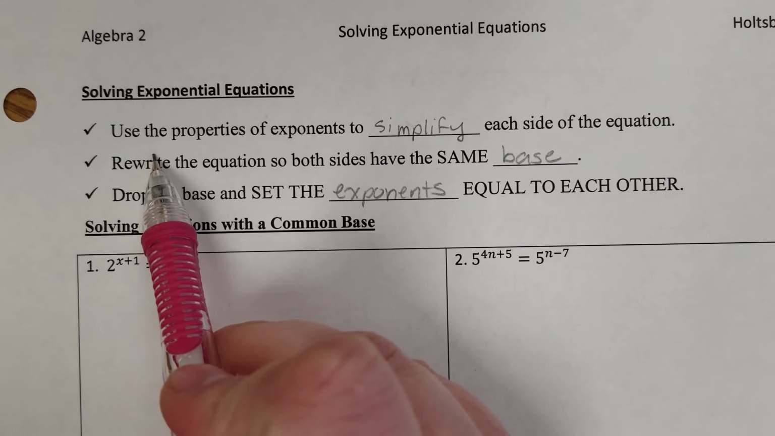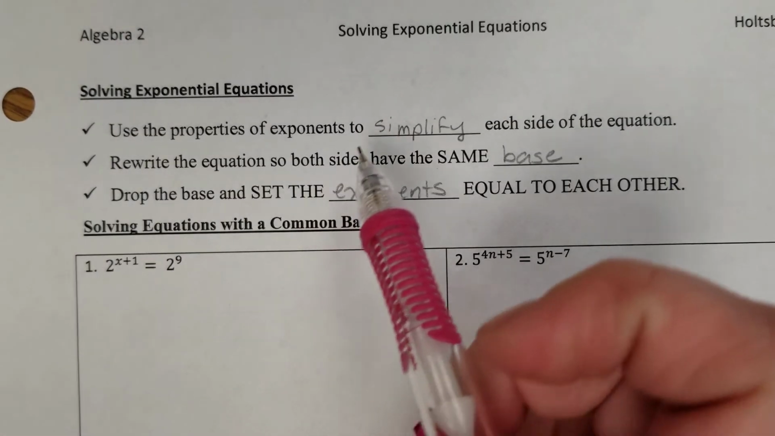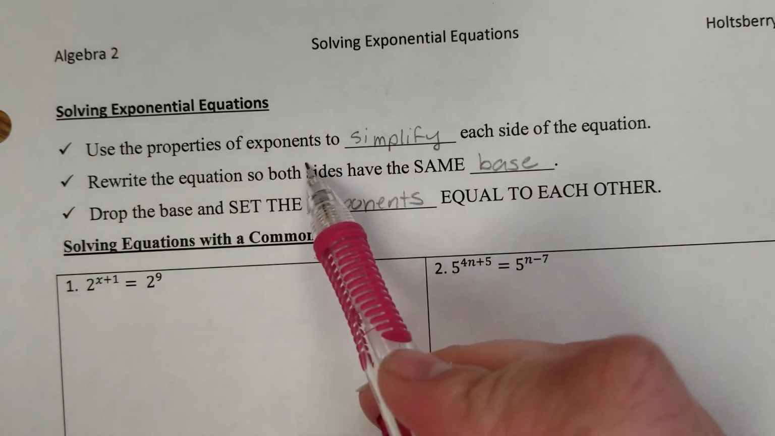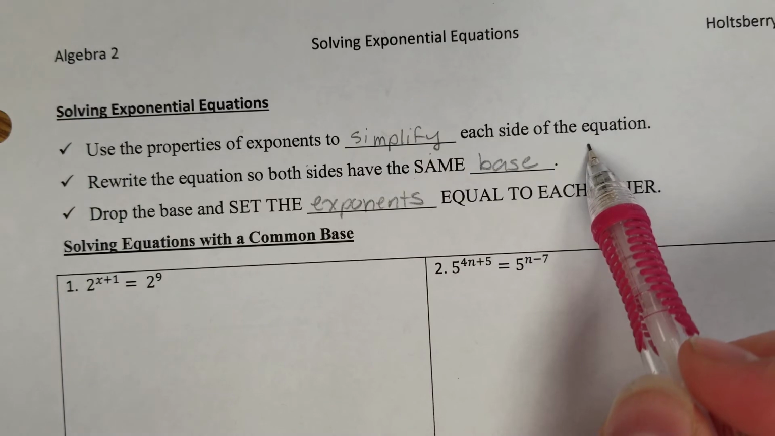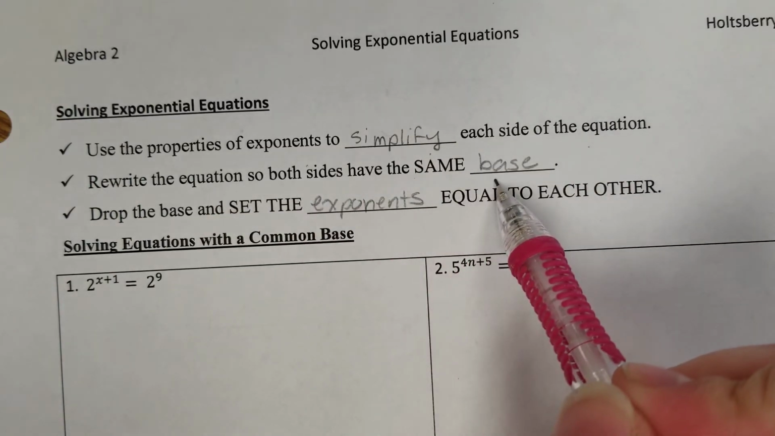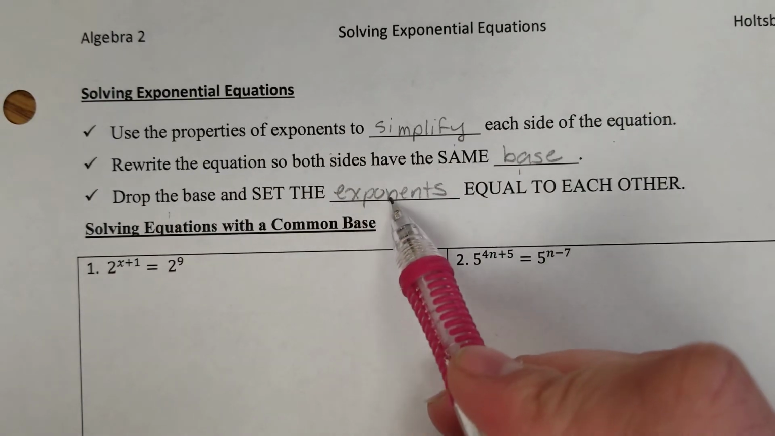So our next set of notes is solving exponential equations. To solve exponential equations, we're going to use the properties of exponents to simplify each side of the equation. Then we're going to rewrite the equation so both sides have the same base. Then once they have the same base, we're going to drop the base and then set the exponents equal to each other.